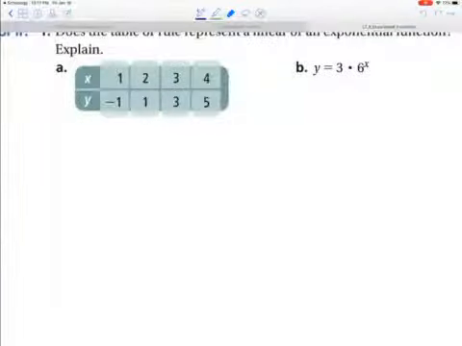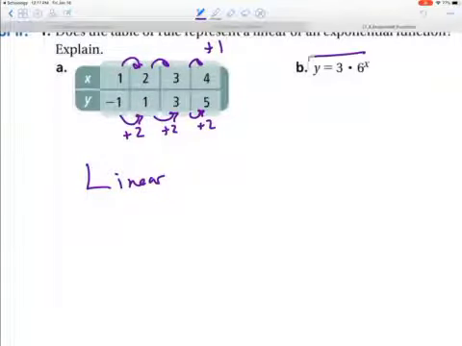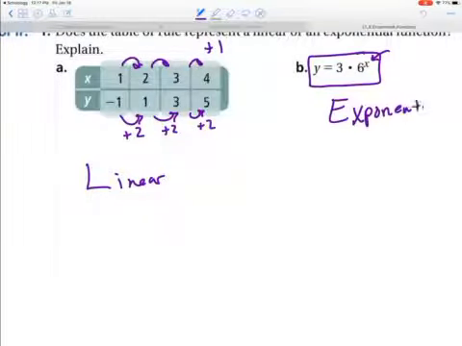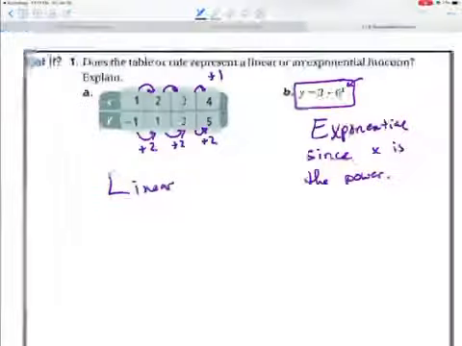Let's look at these. Here I am increasing by 1, and down here I'm adding 2, add 2, add 2. This must represent linear. If you look here, notice where x is. X is the exponent. So this is an exponential function, since x is the power. It's exponential.